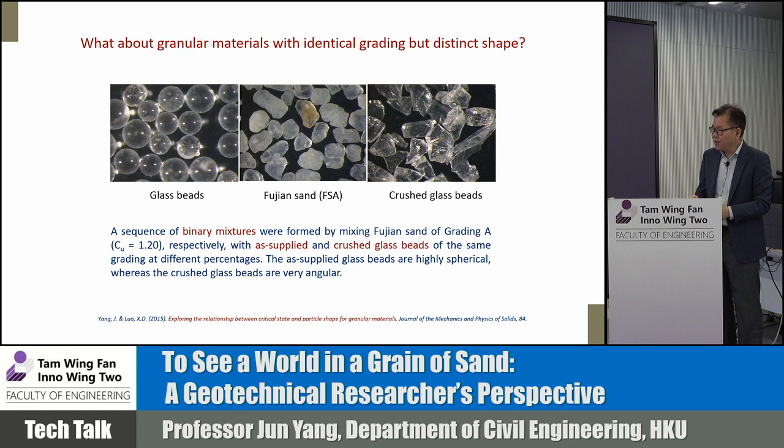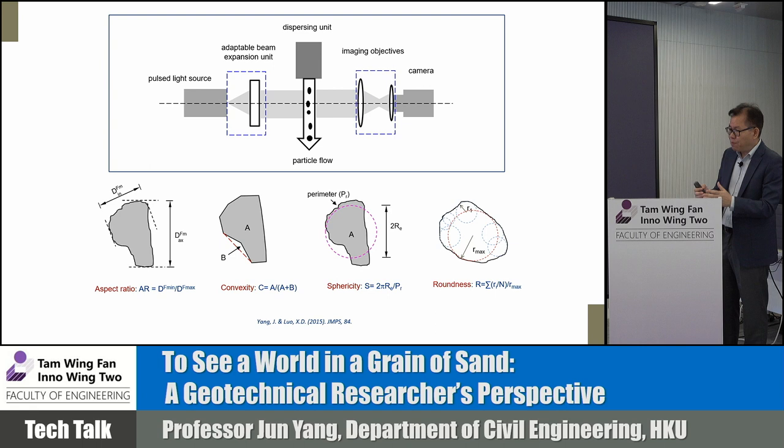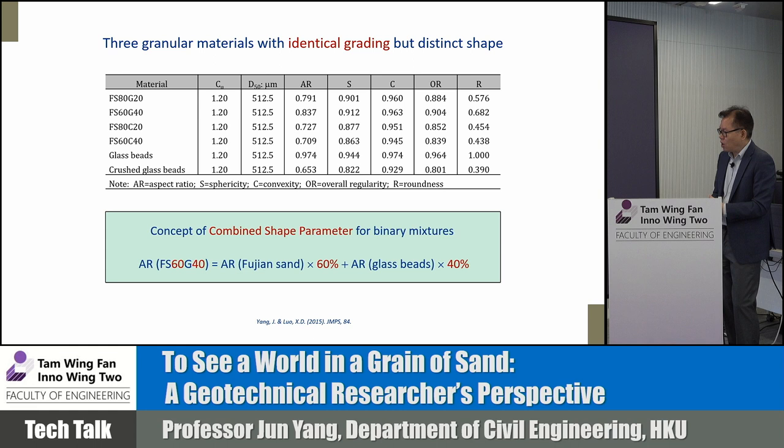And we use the laser scattering method, with this new technique, so we can quantify the particle shape in a more comprehensive manner. So the different shape parameters, for example, aspect ratio, sphericity, and of course roundedness. Then we extend the concept of combined roundedness we proposed before to the concept of combined shape parameters for binary mixtures. So we can get a combined aspect ratio, combined sphericity, and this kind of shape parameters. And also we propose an overall regularity, OR, to collectively quantify the particle shape. So we can see they have different OR values.